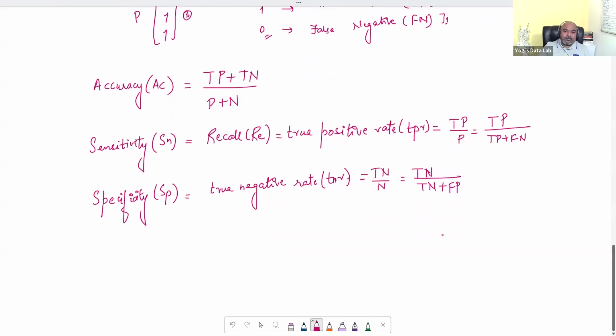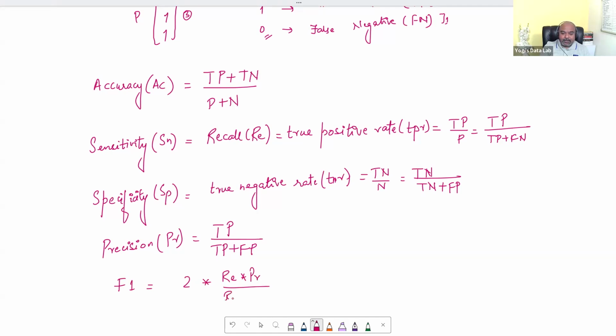The other term that will come is precision, which is represented by PR, and it is given by TP divided by TP plus FP. And the last term is F1, which is 2 multiplied by recall multiplied by precision divided by recall plus precision. So let us go ahead and talk about each of these individual terms. What are these metrics, when to use them, and how to leverage them.